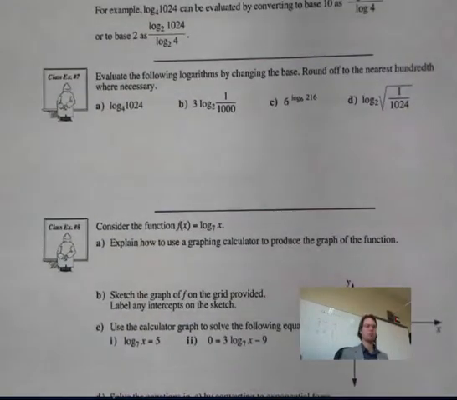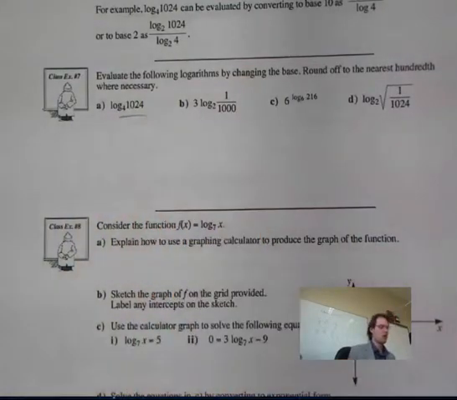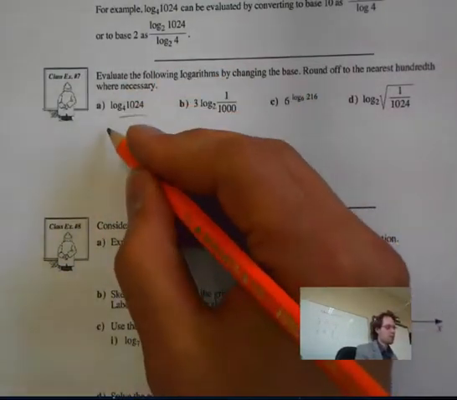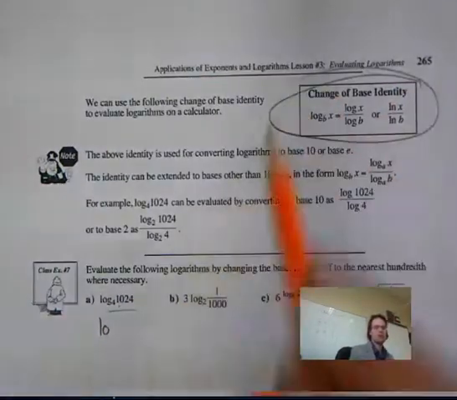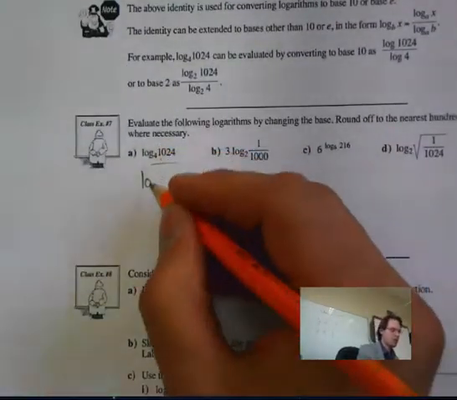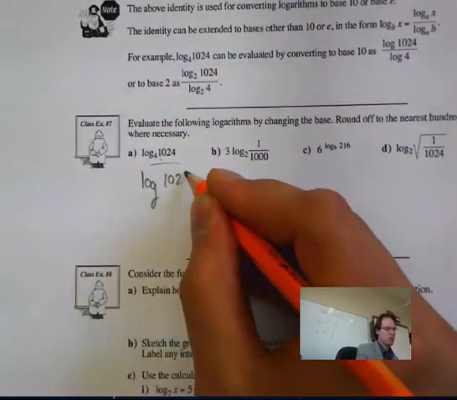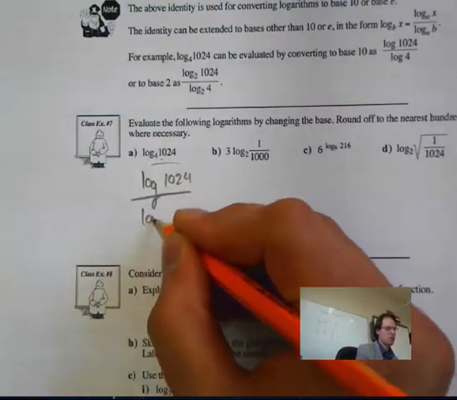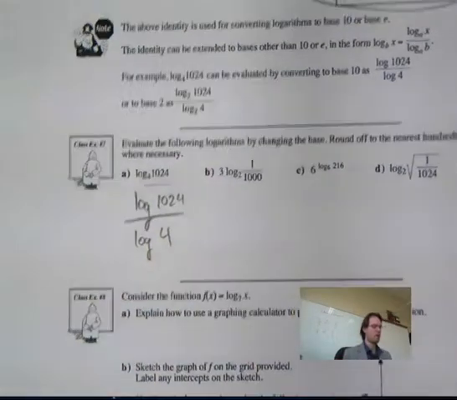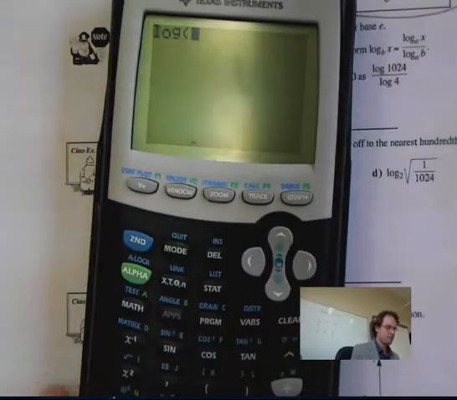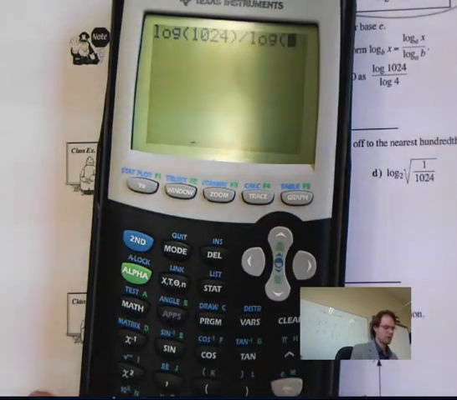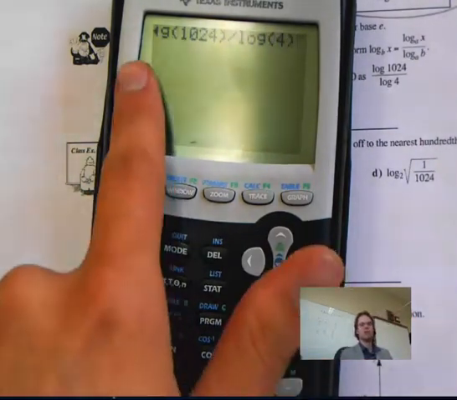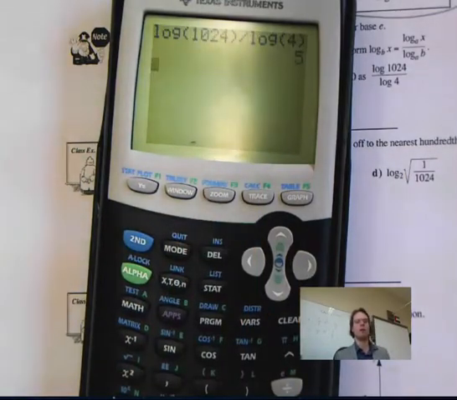So here's our first example for typing into the calculator with change of base. This is saying log base 4 of 1024. Okay? So we're going to first put my x value from this formula right here, that I suggest you memorize, on top. So it's log 1024 all over log 4. And we punch that into the calculator. Now I suggest putting this all in one line just like how I did there, which gives us 5.